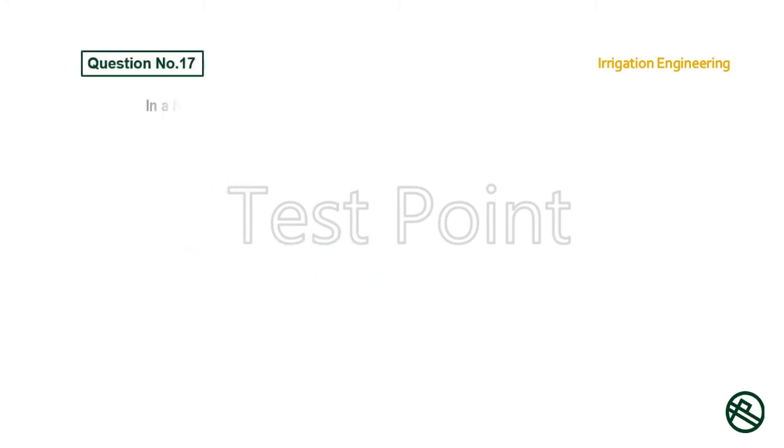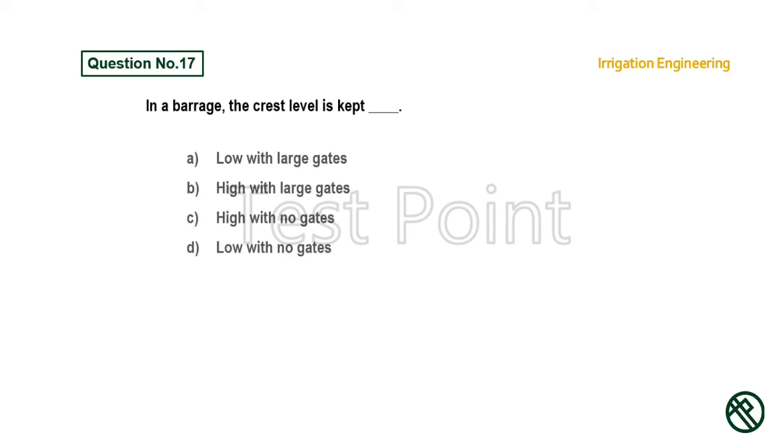Question number 17. In a barrage, the crest level is kept: Option A, low with large gates. Option B, high with large gates. Option C, high with no gates. Option D, low with no gates. Answer is option A, low with large gates.